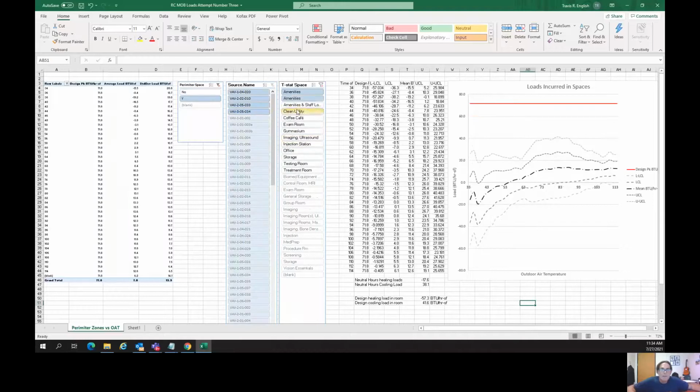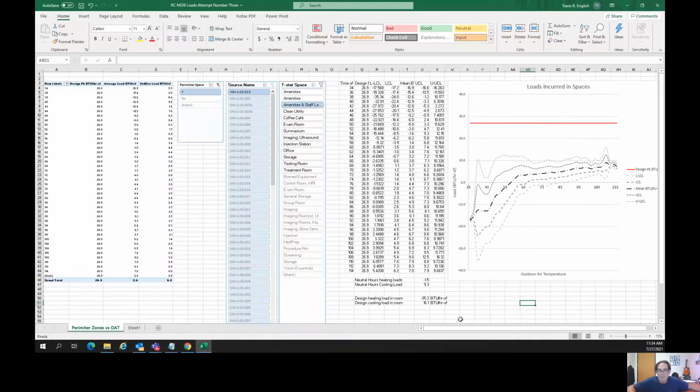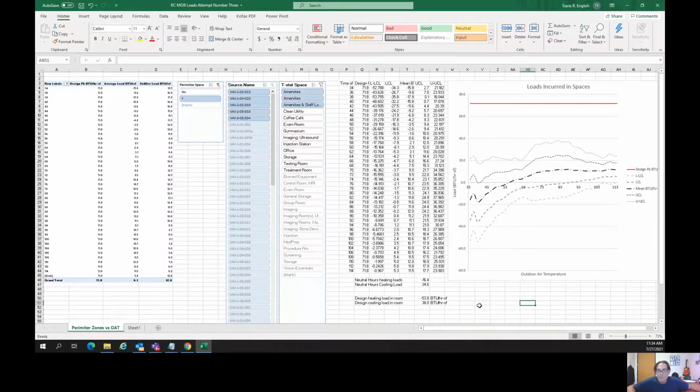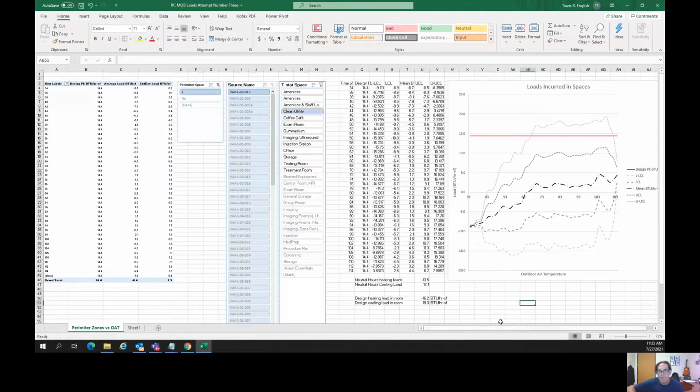Okay. Then this zone is amenities and staff lounge. I'm guessing that's one zone. So that's just like 35 and 16. If I do all these together, then I'm at 40 and minus 53. So that's these amenity spaces. Clean utility, I'm guessing we only have one zone. 15 for heating and 19 for cooling.